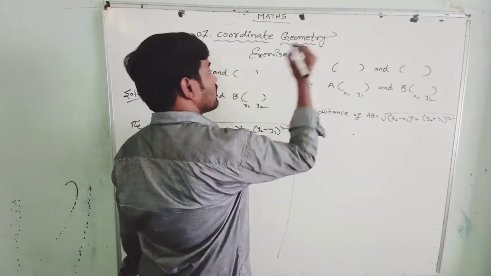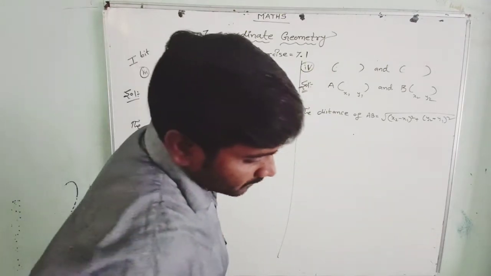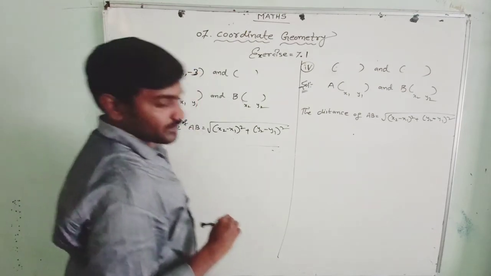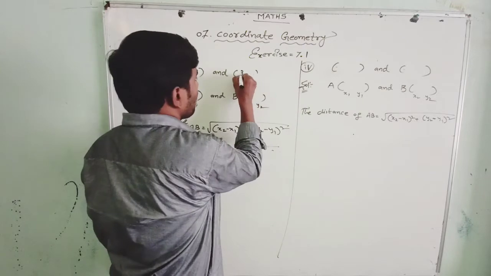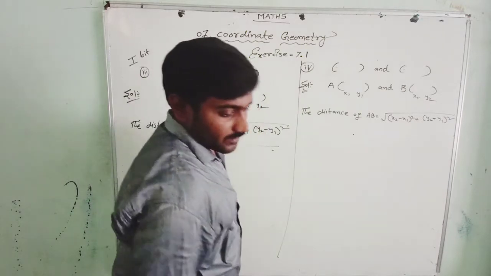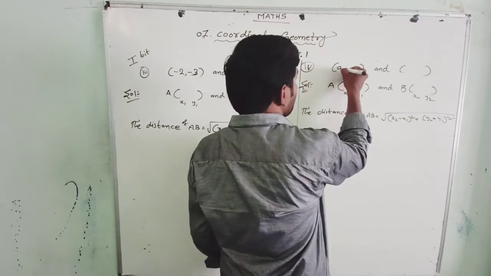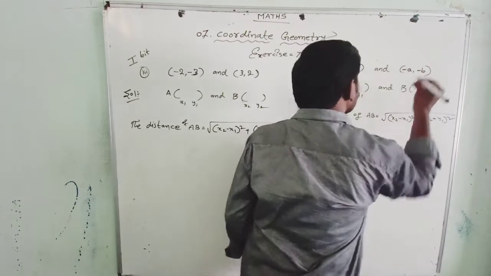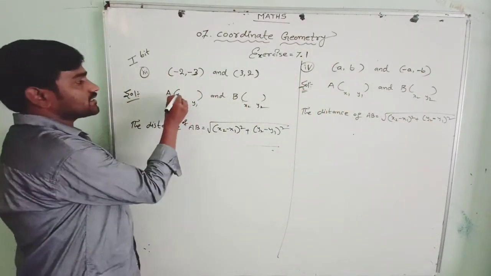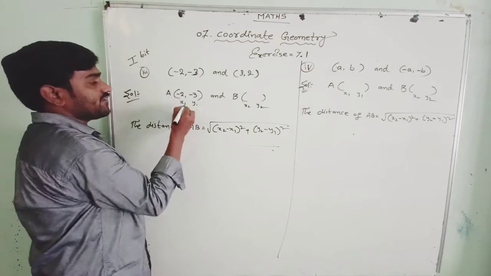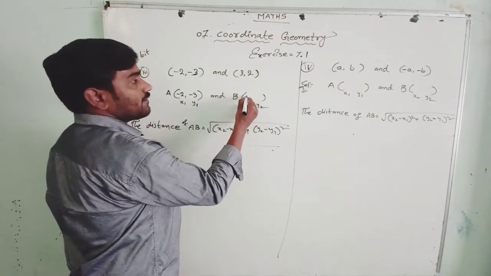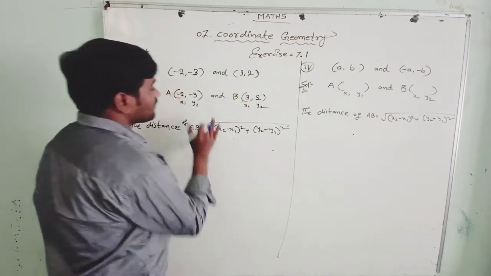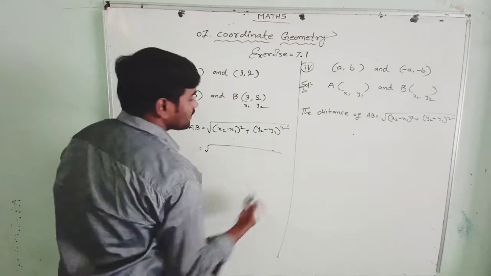Remember. Then the third question is minus 2 comma minus 3, next 3 comma 2. Then a comma b, minus a comma minus b. Here let us write minus 2 comma minus 3. It is a point A where x1 comma y1 values, and point B like 3 comma 2 where x2 comma y2 values. Now let us find the distance between these 2 points, that is AB.